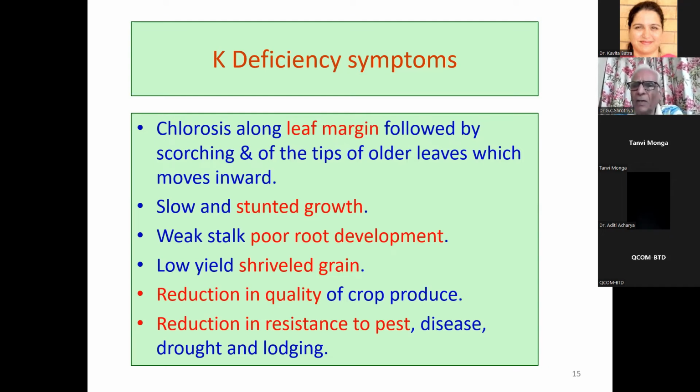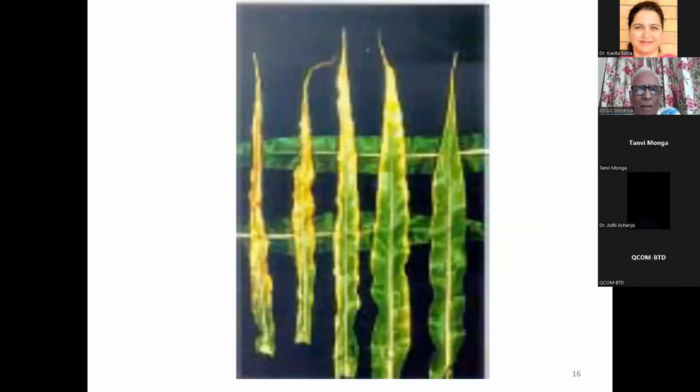Nitrogen also shows on the older leaves, but it was along the midrib in a V shape. And here it is on the margins of the leaf, which will show in the next slide, the picture of how the leaf margins look. You see the normal leaf on the right hand side, then yellowing starts on the margin, and then the whole leaf looks like it's scorched or withered with this type of symptoms.